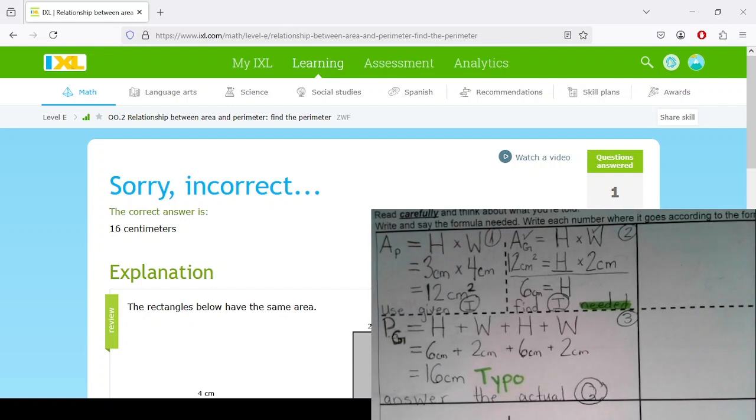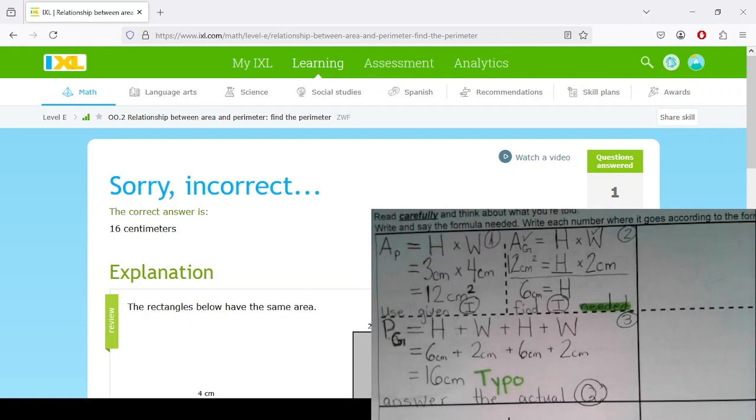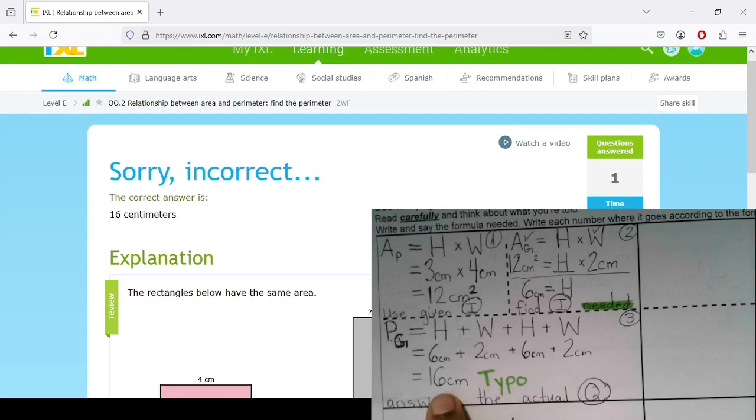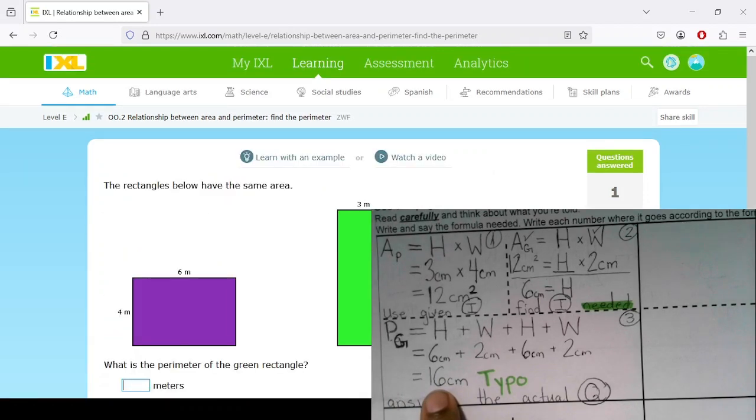Okay, this was a big deal for some of you. I made a mistake. What do I do? Same thing you've been taught to do all year. You figure out what went wrong. This was just a typo. I had the correct answer on my paper. And so I already know what went wrong, because they tell me the correct answer is 16 centimeters. But I already told myself that the correct answer was 16 centimeters. I hit got it and I move on.